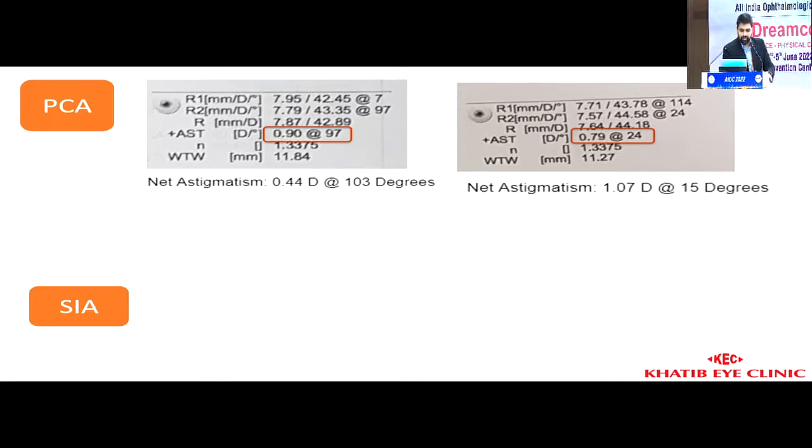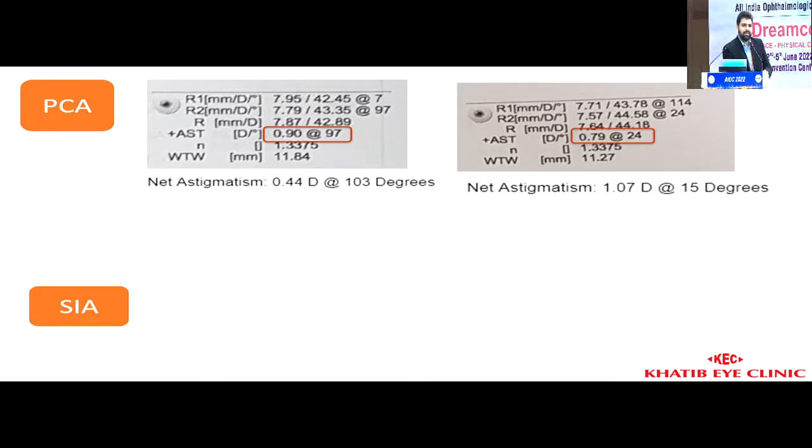Below, you can see the net astigmatism obtained by calculating the posterior corneal astigmatism. In the first case, 0.9 at 97, the net astigmatism considering both anterior and posterior became 0.44 at 103. So it came down significantly, whereas the net astigmatism for the against the rule case went from 0.79 to 1.07 at 15 degrees. So when you consider the posterior cornea, the astigmatism for with the rule has reduced and for against the rule has increased. This is the effect of the posterior cornea.